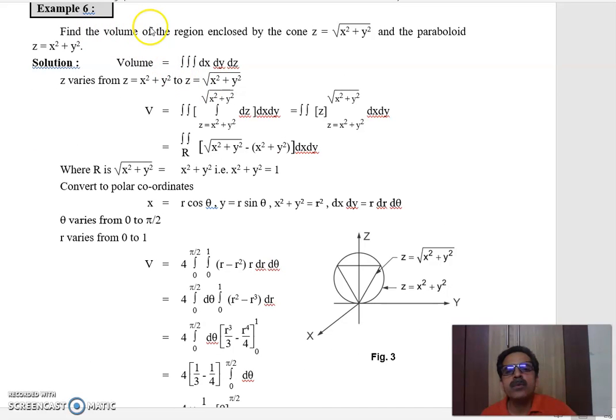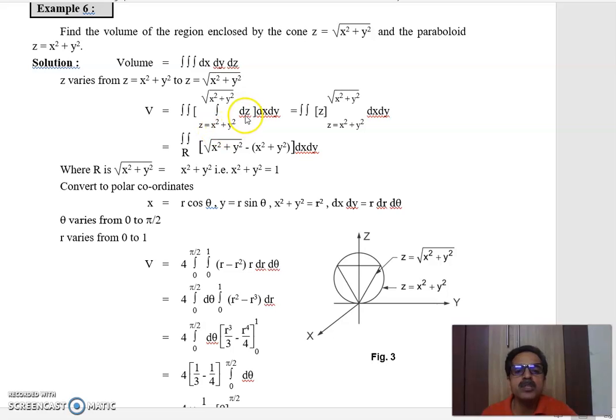Here is the sixth problem. Find the volume of the region enclosed by the cone and the paraboloid. So here you must note that we have a cone. It is a right circular cone, and we have the paraboloid z equal to x square plus y square. So this is the formula for the volume. In the required volume we consider a unit column. The bottom end, you can see, is present on the paraboloid, and from the equation of the paraboloid we get z is x square plus y square.